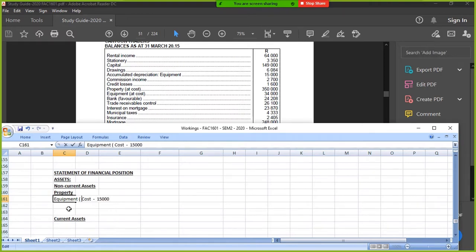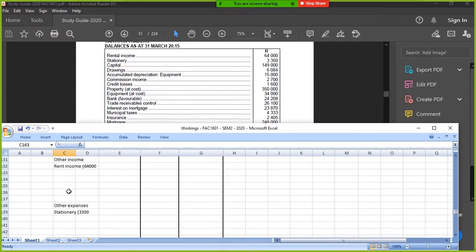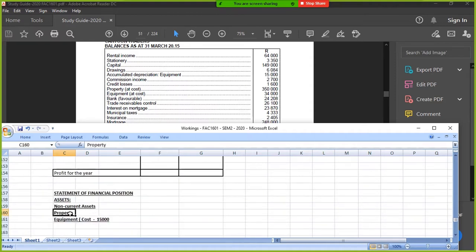Commission income, that's going to go here. In brackets, 2,700. Credit losses, you should know, is an expense. In brackets, 1,600. Property at cost, 350. So now I've got property, 350. Equipment cost, 34.